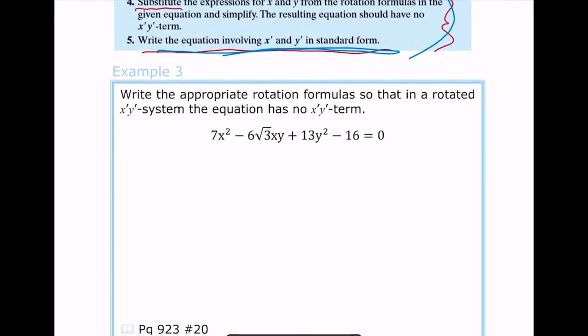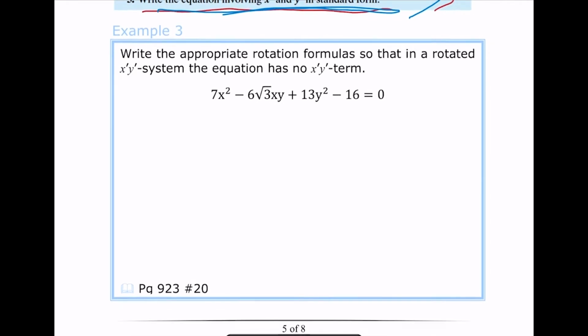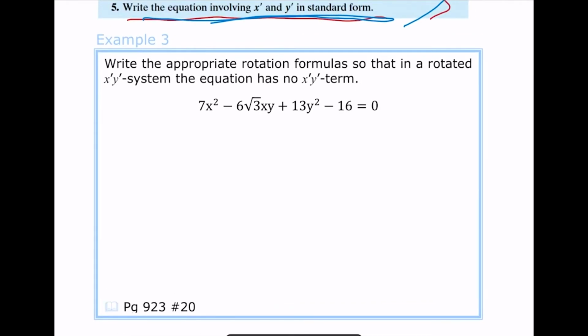Okay, so let's try it. Write the appropriate rotation formulas. What do we need first? We're going to need theta. Here in example 3, we're going to implement the 5 steps that we were just looking at.